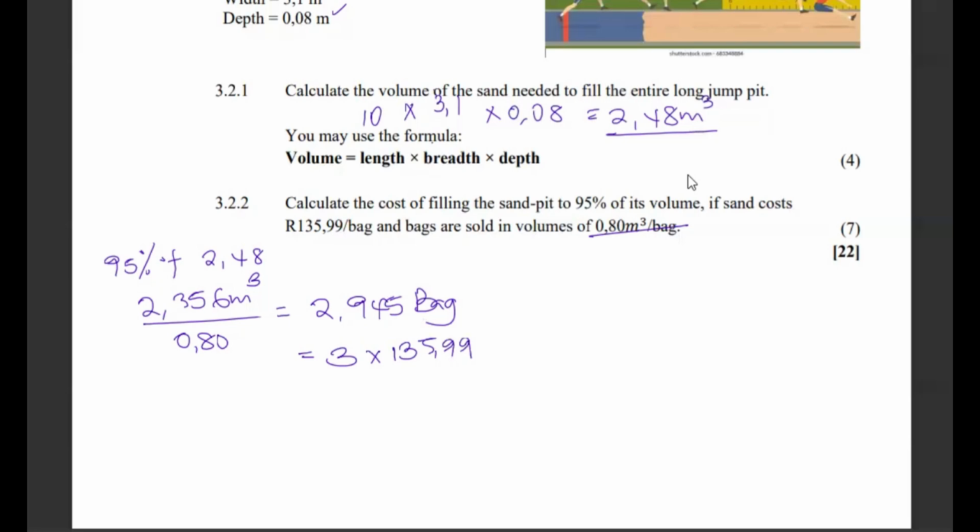So 3 times 135.99. So this will cost 407.97.